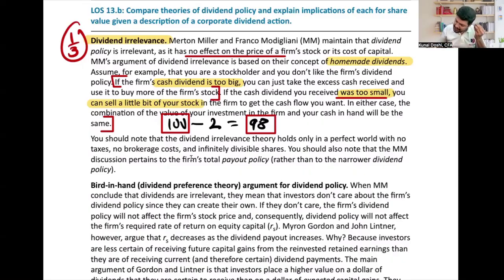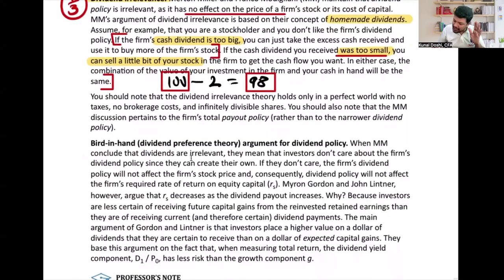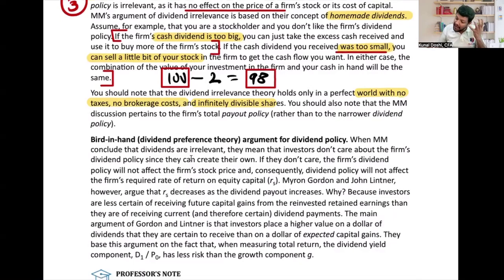But here they consider some assumptions. They consider that there are no taxes, no brokerage, and you can divide the share in any fraction. Now, if these assumptions hold, then it makes sense that whether the company pays dividend or doesn't pay dividend makes no difference. Understood? Therefore, companies which paid out 100% dividend in the past or didn't pay out dividend in the past were both considered equal. Understood, everyone? This was the dividend irrelevance theory.